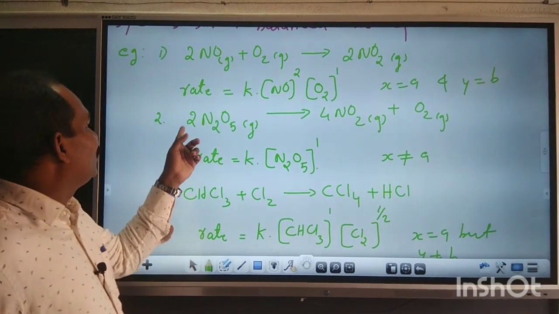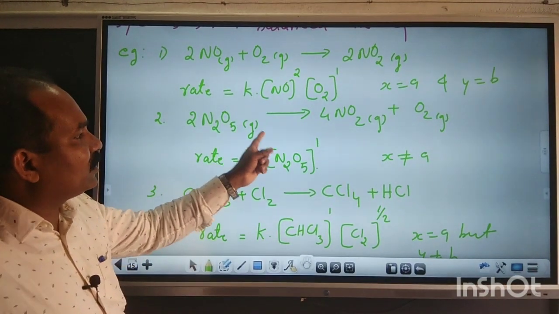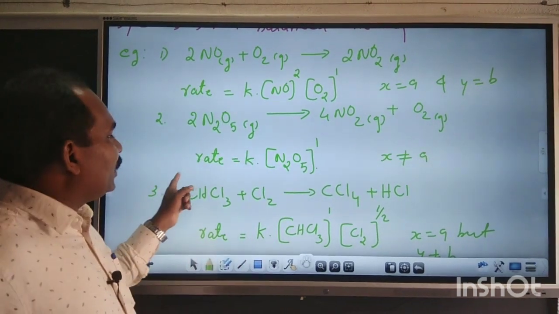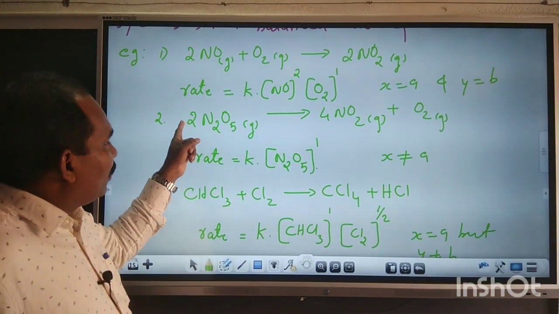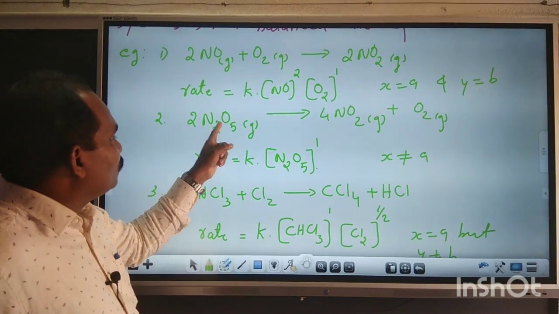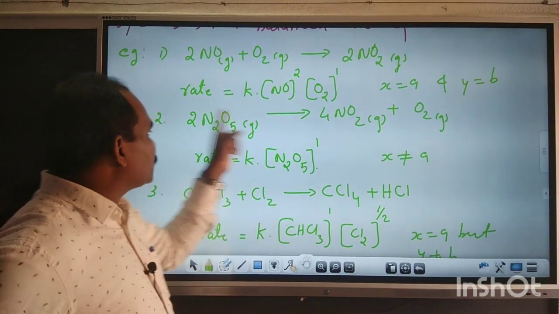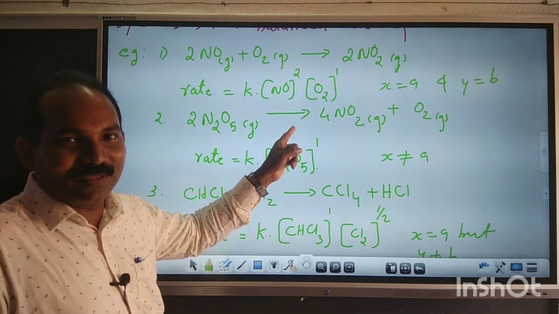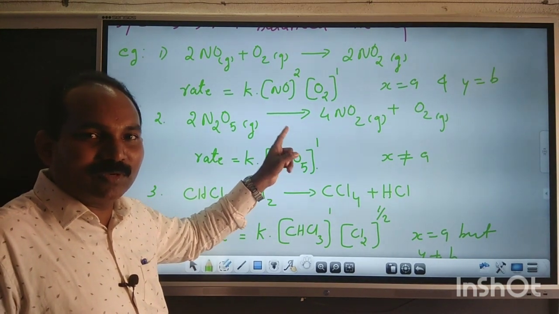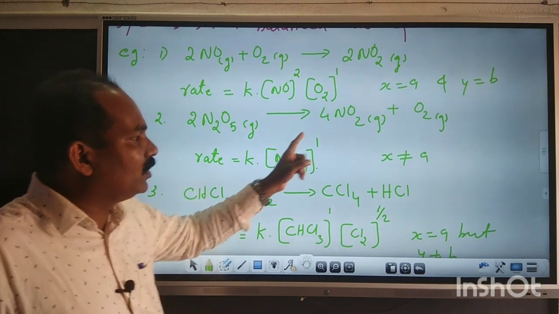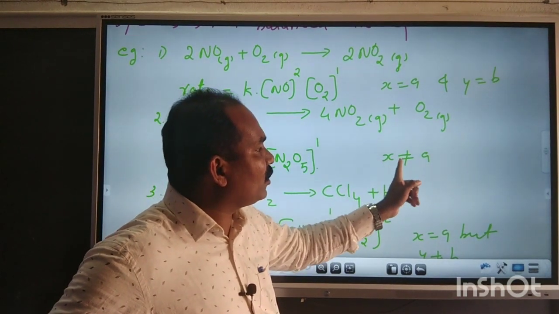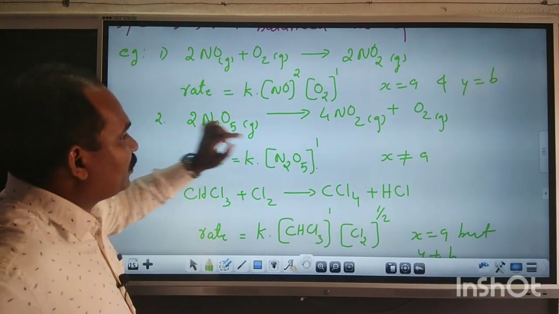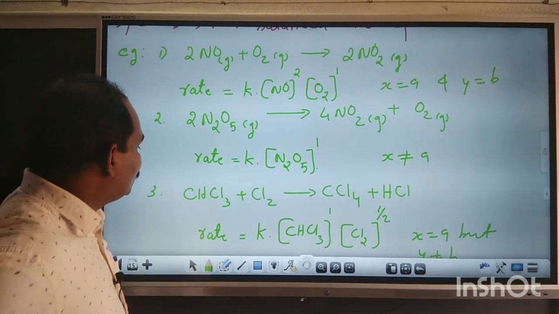Another example: 2 N2O5 gas gives 4 NO2 gas plus O2 gas. Rate of the reaction is k into N2O5 raised to 1. We expect 2, but it is not 2. It is 1, experimentally determined. So here x is not equal to a. a is 2 here, but x is not equal to a.